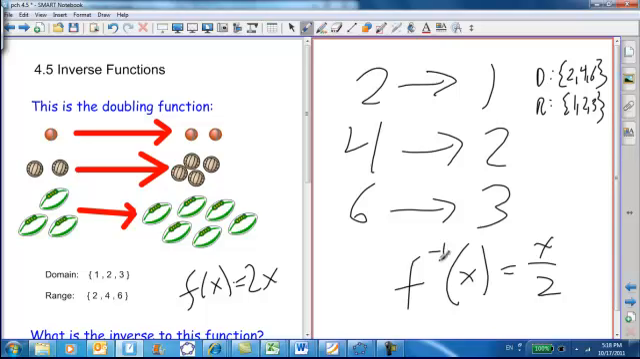Now, just a little note about this notation. This actually does not mean to the negative 1 power. It's an unfortunate use of this notation, but it's been pretty much standard all the way along, so get used to seeing that that's the symbol for inverse.